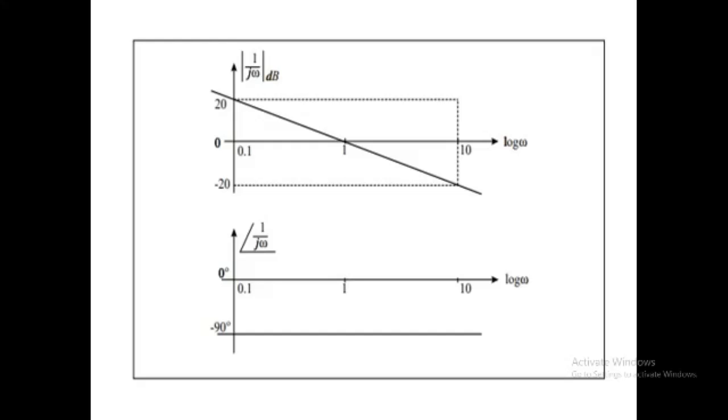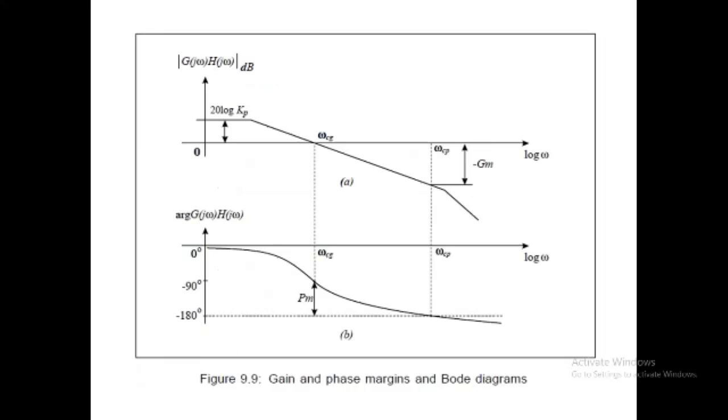Both these diagrams are represented in the following figure. Thus, a pure integrator introduces a phase shift of minus 90 degrees and an attenuation of minus 20 dB per decade.